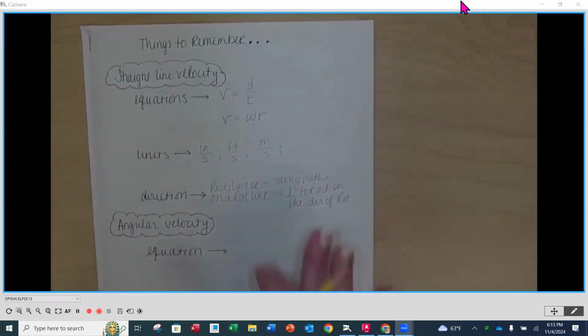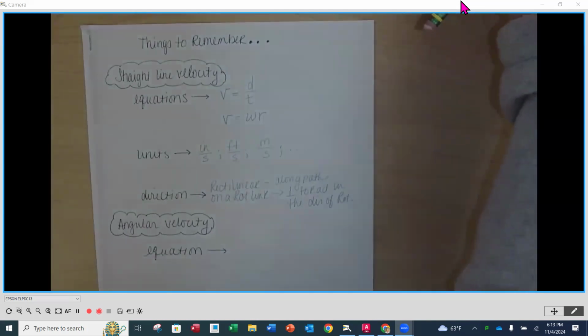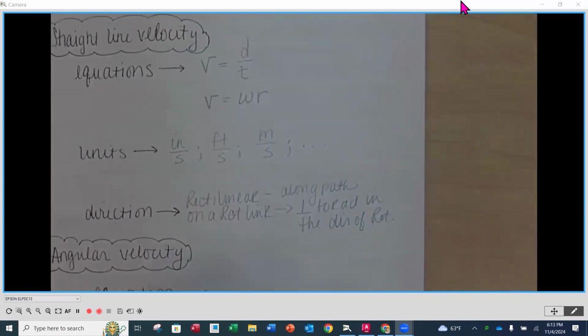Angular velocity. Any questions up here? Anybody have anything different or more or less, or wondering about what I put? Okay.